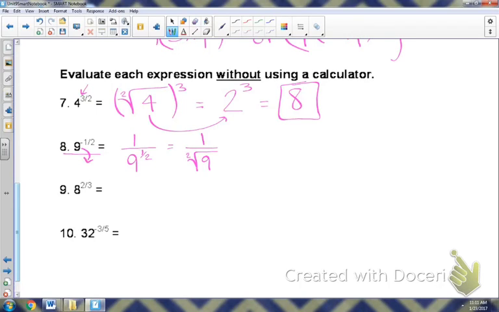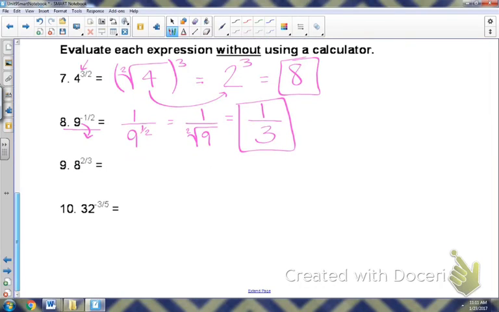That's the square root. So you should know the square root of 9 equals 3. If you don't, use factor tree. Find your pairs. So the answer would be 1/3. So anytime your base has a negative exponent and you're evaluating, you're going to end up with a fraction for your answer.